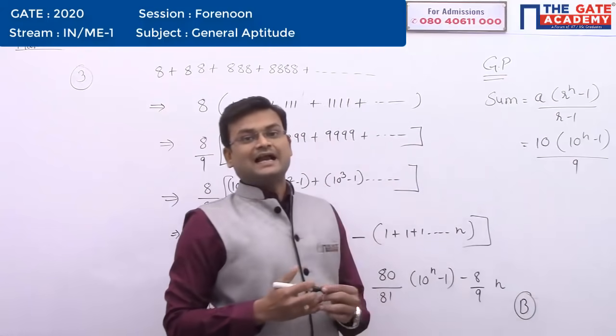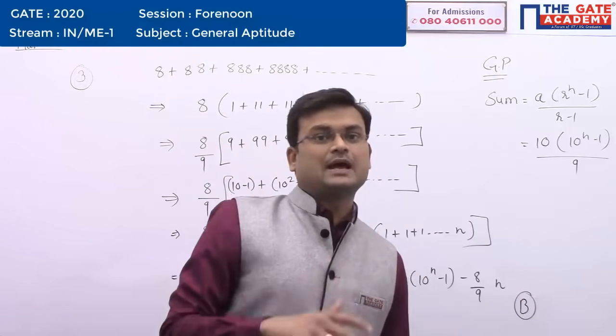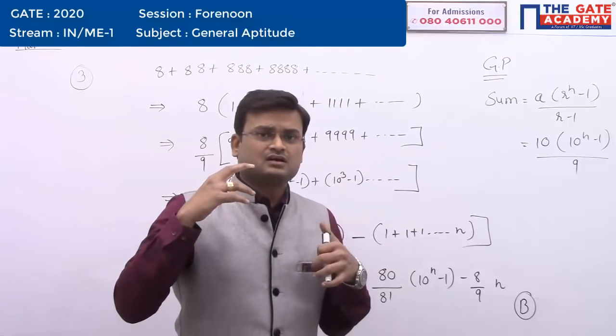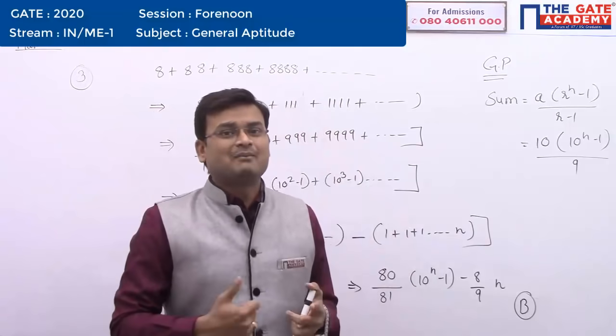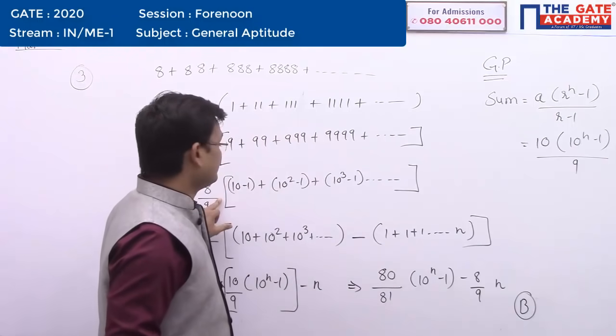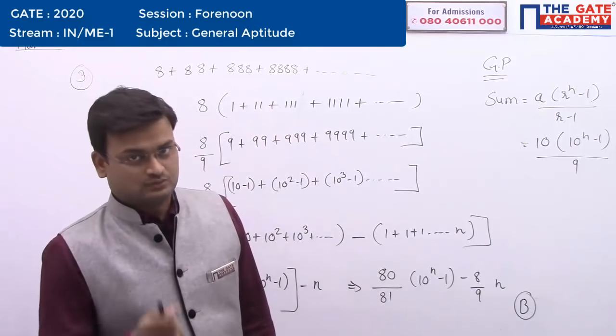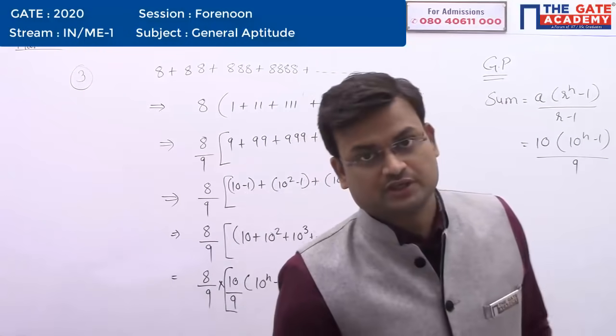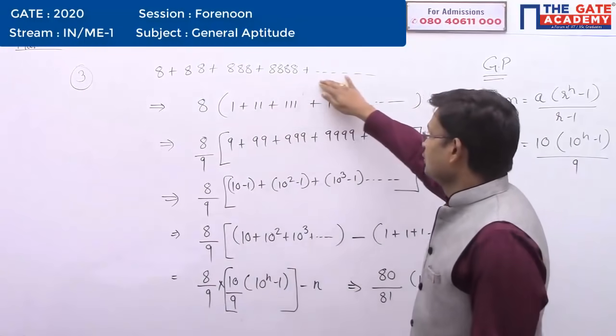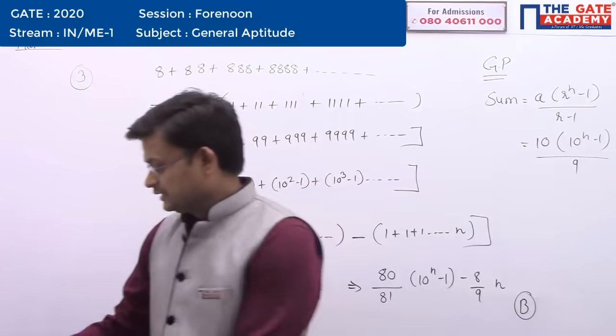Now, I was telling you that there is a shortcut also for this question. Sometimes students will ask, sir, how will it strike our mind that we have to do this or that? That's why there is a shortcut also. I'll tell you how to approach the shortcut. They were talking about n terms.